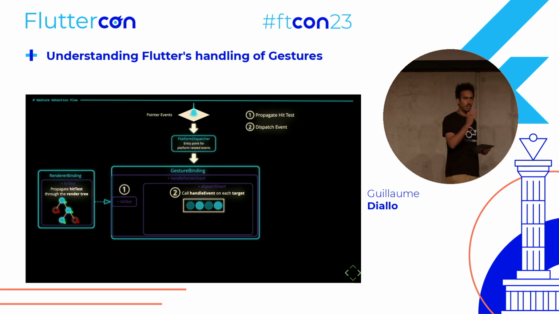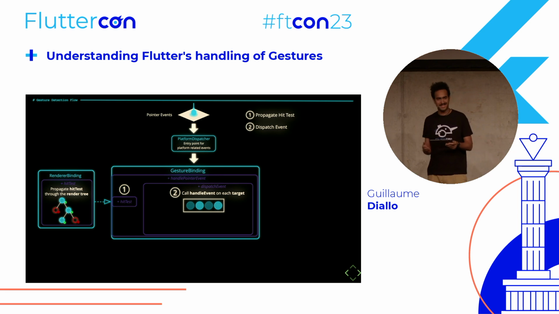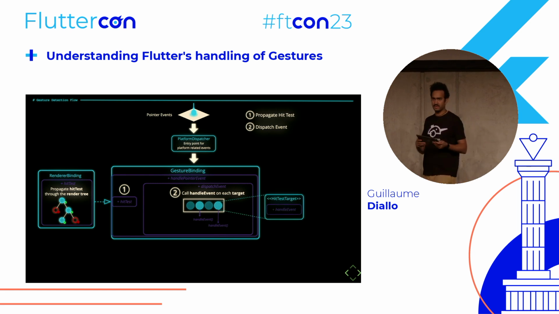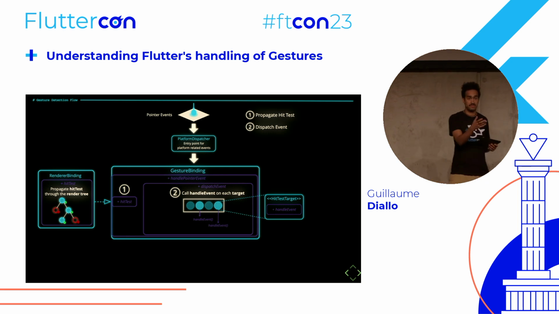Now we're going to go all the way through the hit test result list and ask every widget inside, well, render object inside, to call its handle event method. So this method is called on every widget, and it's actually part of the interface, the hit test target interface, which says for a render object, hey, I might be interested in reacting to some user event.